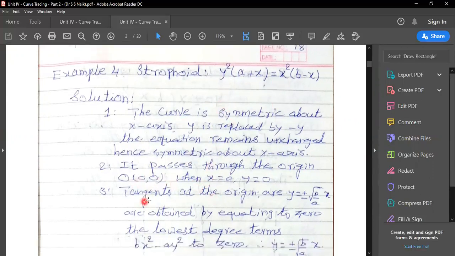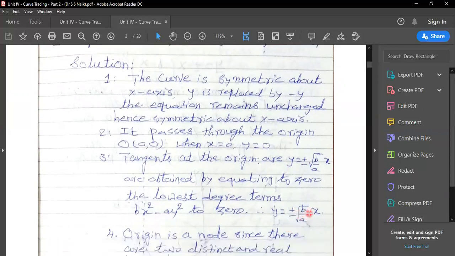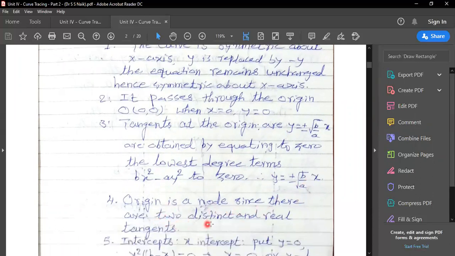Then to find the tangents at the origin, we solve this equation. It becomes y is equal to plus or minus root of b by a into x, obtained by equating to 0 the lowest degree term. Which is the lowest degree term? This becomes y square into a, x square into b. Take it to this side: b x square minus a y square equals 0. Then we get y is equal to plus or minus root of b by a x. The origin is a node since these are two distinct and real tangents. One is a plus value, another is a minus value. Therefore, this becomes a node at the origin.